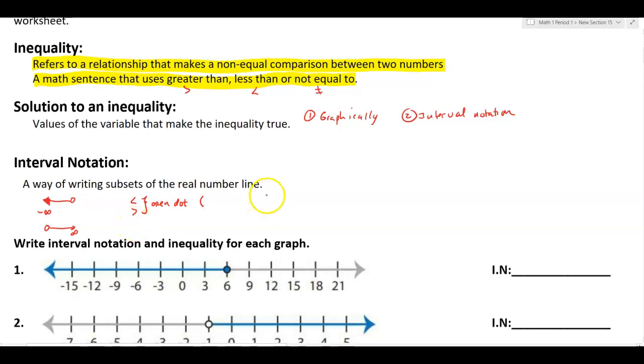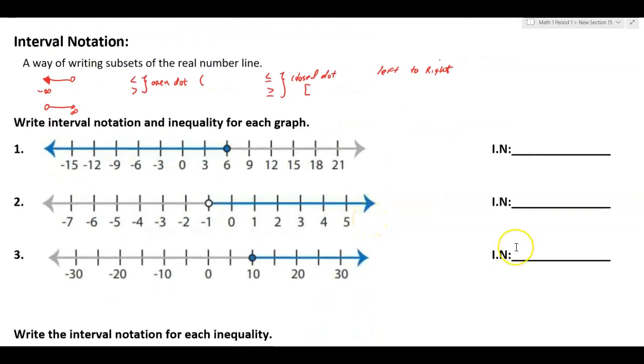If we have less than or equal to or greater than or equal to, we know that would be a closed dot on the graph, right? And anytime we have a closed dot, we use a square bracket, right? And that tells us that value is included in the solution subset. Now, anytime we write interval notation, we write it from left to right. Okay, so let's take a look at a couple of examples here.